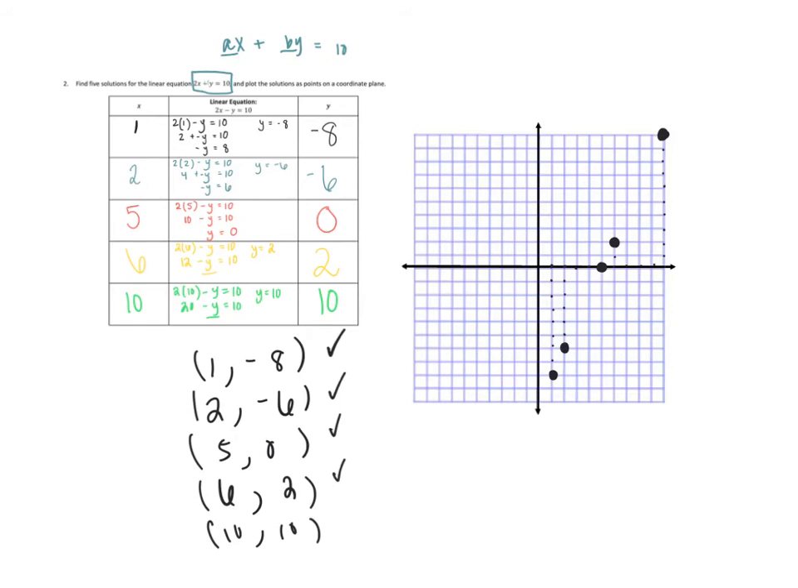And you'll notice that my numbers are spaced out because I didn't do 1, 2, 3, 4, 5. I did 1, 2, 5, 6, 10. But this still creates a linear equation when I graph it. And I am done with this example.